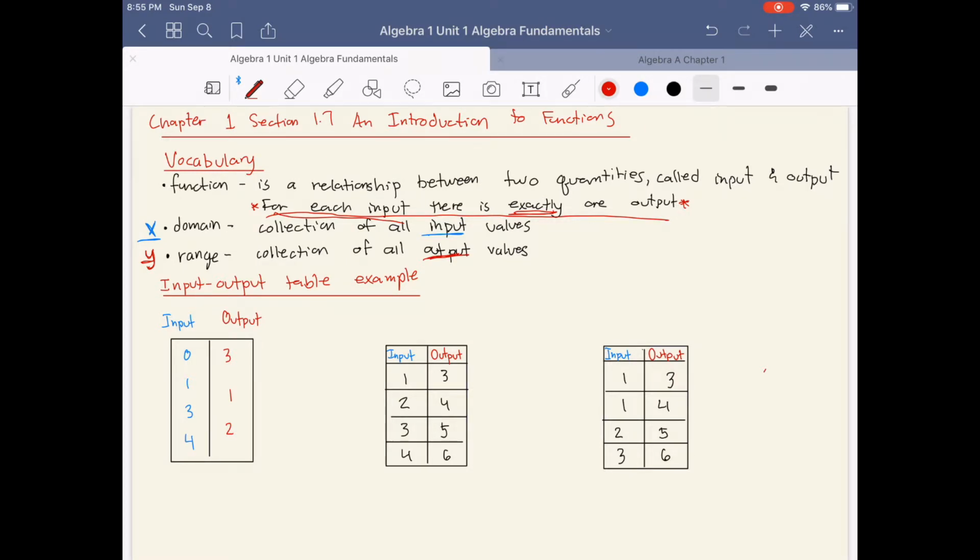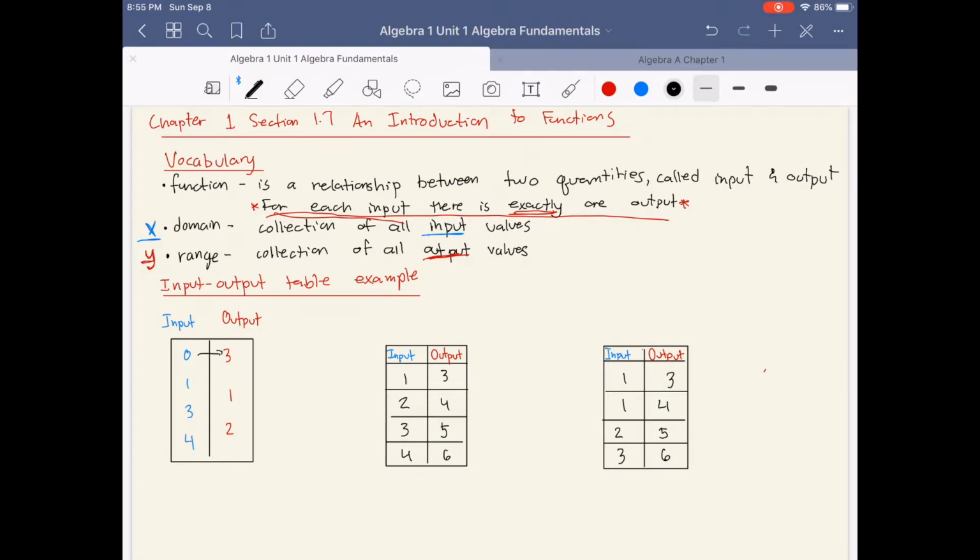Okay, so input and output table examples. As you see, we have this little chart over here, and you should have copied it down, and you just follow along. Now, in the input value, we have the numbers 0, 1, 3, 4. And how many numbers are there in the input value? Yes, there's 4. Now, in the output value, we have the numbers 3, 1, and 2. And the amount of numbers in the output value is 3.